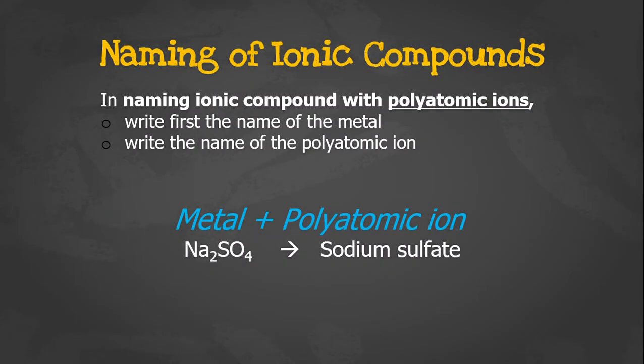Okay, meron pa ba? Ito naman, another set of rules for a different type of ionic compound. This one is an ionic compound with polyatomic ions. So in naming ionic compounds with polyatomic ions, first we write the name of the metal, followed by the name of the polyatomic ions. Pagsasamahin mo lang sila, ganun lang. Wala ka nang papalitan na suffix.